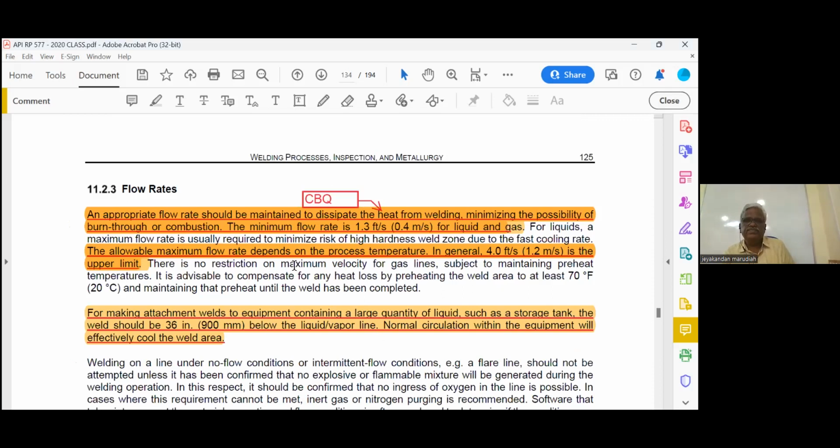Then flow rates. Highlight this one. An appropriate flow rate should be maintained to dissipate the heat. The minimum flow rate is 1.3 foot per second for liquid and gas. The fourth line, the allowable maximum flow rate, 4 foot per second, is the upper limit, 1.3 to 4.